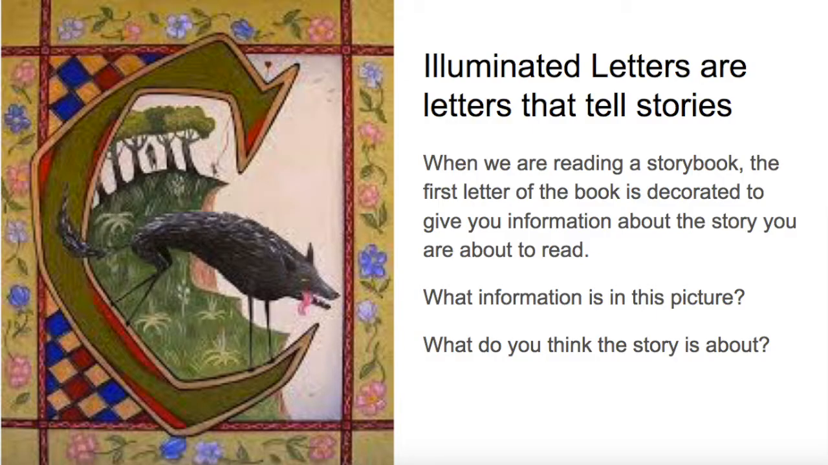So what are illuminated letters? Illuminated letters are letters that tell stories. When we're reading a storybook, the first letter of the book is decorated to give you information about the story you're about to read. This picture here is from a storybook and gives us some information about what the book is going to be about. Take a look at this picture. What are some of the things you see in this picture? What information is in this picture? What do you think this story is about? All of this is information that we learn looking at the symbols in this illuminated letter.